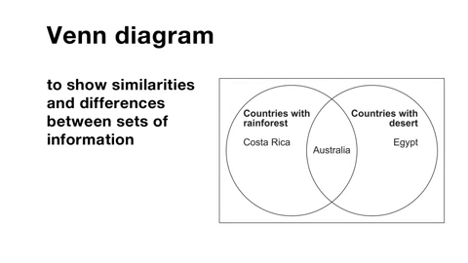We can use visual organisers to compare information. Venn diagrams are used to show similarities, where the circles intersect, and differences, where they don't intersect. In this example, one circle shows countries with rainforests. The other circle shows countries with desert. The intersection shows countries with both rainforest and desert.